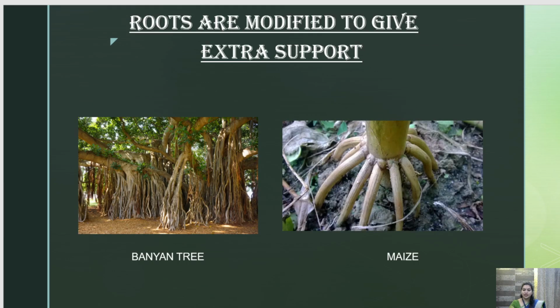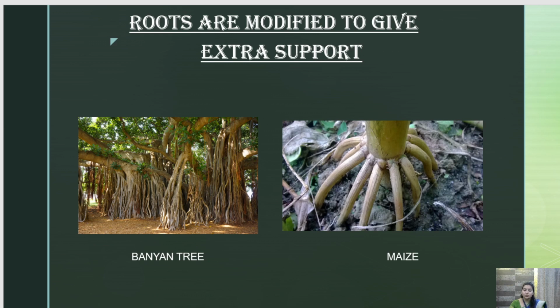And second, roots are modified to give extra support. Like we have seen a banyan tree. This is a banyan tree. It is called बरगद का पेड़. So if you look very carefully at the banyan tree, it has a lot of branches. There is one main branch, and apart from that there are many lateral branches. These are not branches, these are roots.